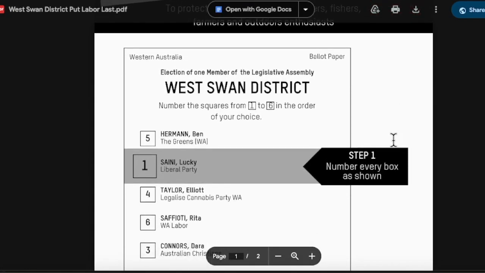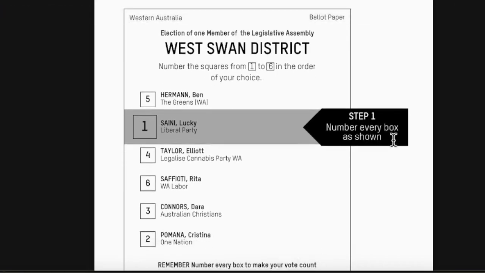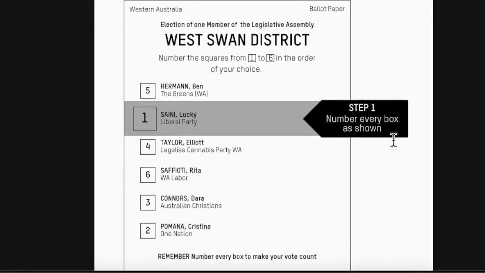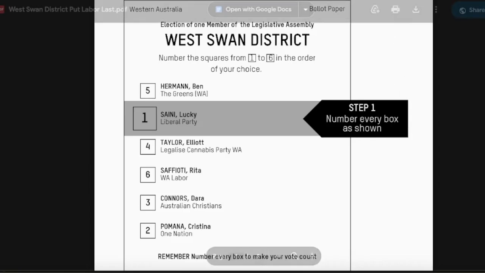Now let's focus on West Swan, and you can see here the West Swan district. They are saying to put the Liberal Party as number 1 and Labor and the Greens last, and in this setting they have One Nation 2 and the Christians 3. That is because the Legalised Cannabis Party, their party preferences end up going to Labor, and the Greens and the Labor both preference each other. And so if you want to vote to ensure the Labor Party don't get a seat, this is the way to vote in West Swan.